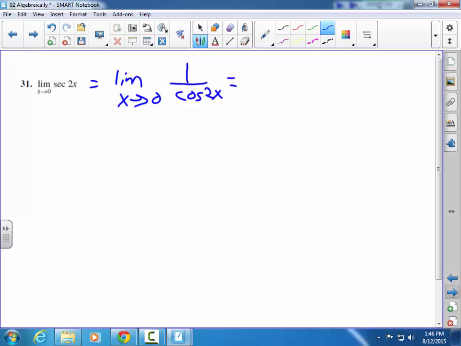So when I evaluate this, I'm going to say it's 1 over, what's the cosine of 0? Anyone remember? Yes, it is. The cosine of 0 is the number 1, so we get 1 over 1. Okay?